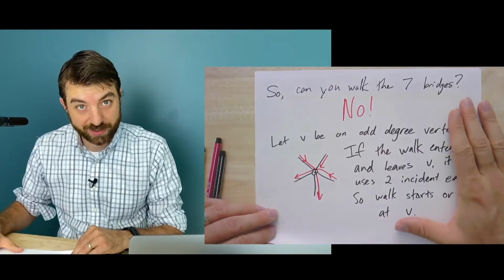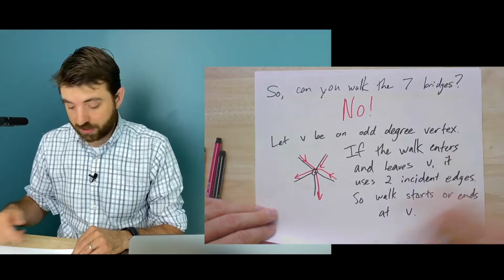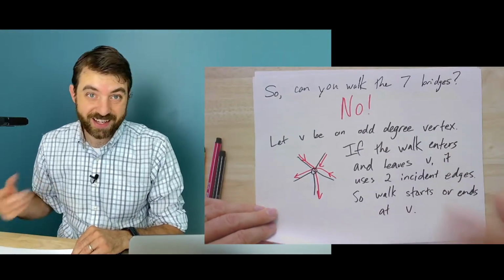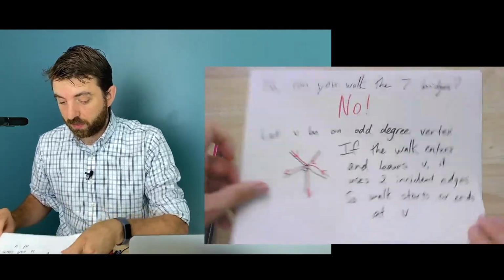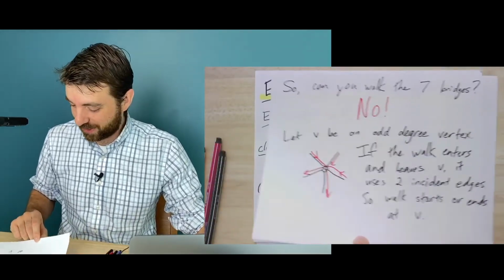So the key was to look at the degrees, and if you have even degrees, you're good. You can continue the paths, and this is actually how a lot of algorithms will work. The walking algorithms will work.